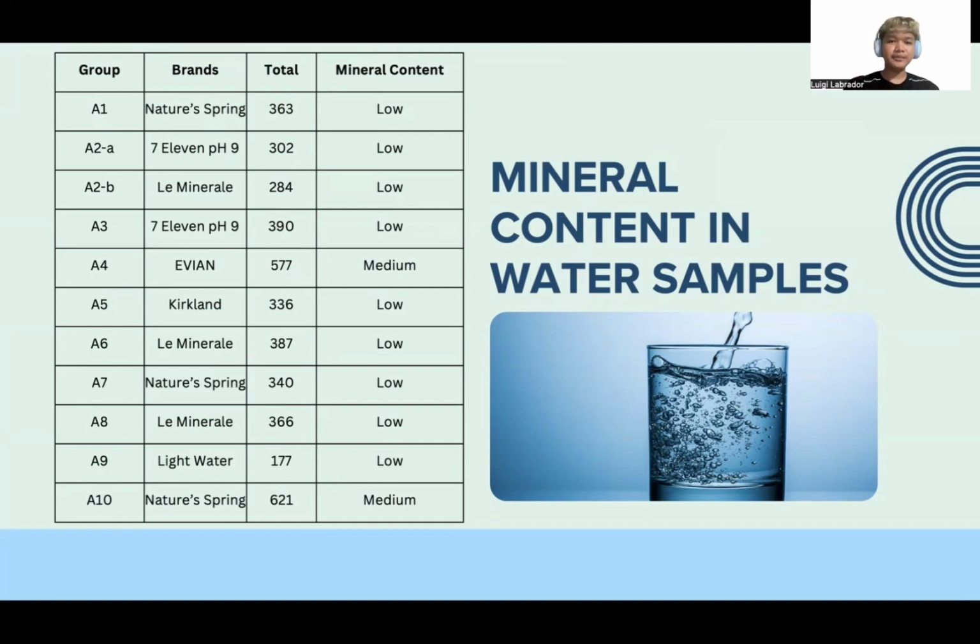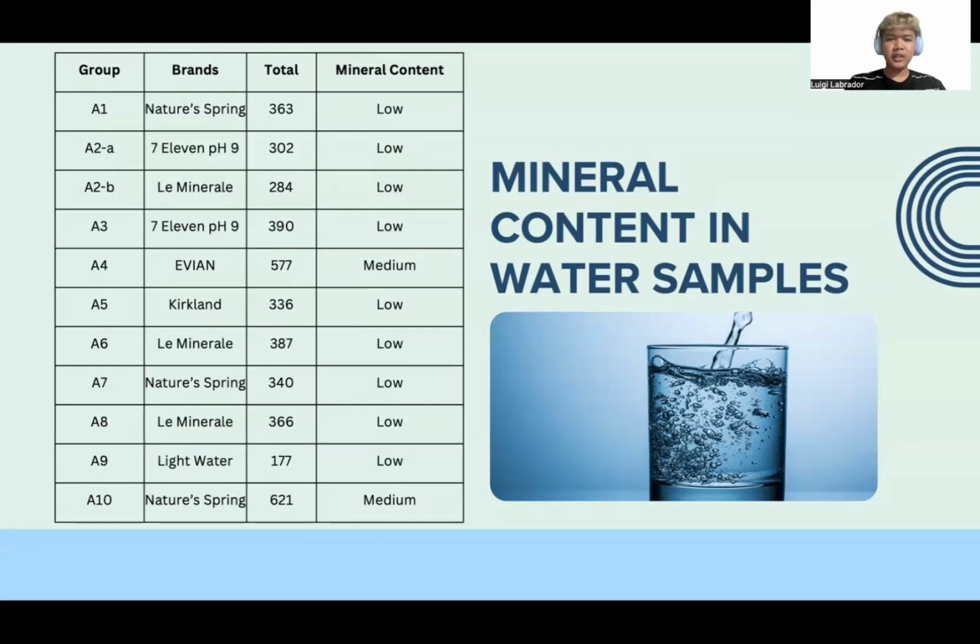Now, with that being said, we can see that the Evian and the Nature Spring of A10 are the ones considered to be medium mineral content in water samples. Okay. It is interesting to note that the Nature Spring of the A10 and the Nature Spring of the A1 and A7 are really distant in value. Now, this may be due to errors or other technical problems during the titration process, but looking at the relative standard deviation, it may not be the case.